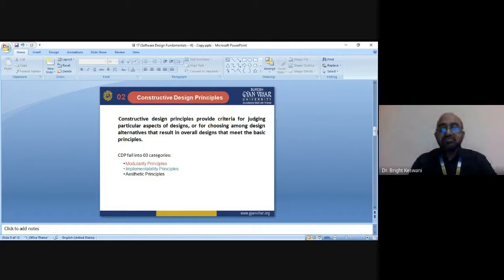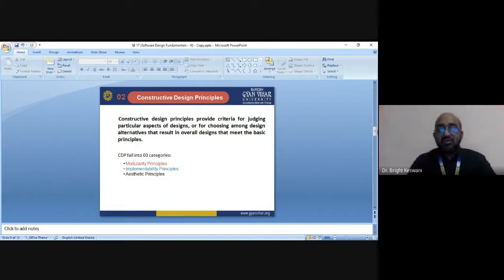Implementability principles. A design may be more or less easy to build. Ease of construction affects both adequacy and economy. So an easily implementable design should be easy to build, and it should be easy to maintain. Next are the aesthetic principles. Although not universally acknowledged as an important software design principle, beauty may contribute to design quality.